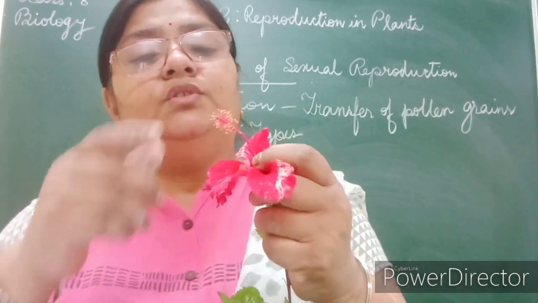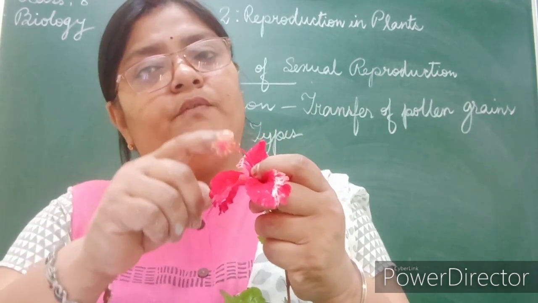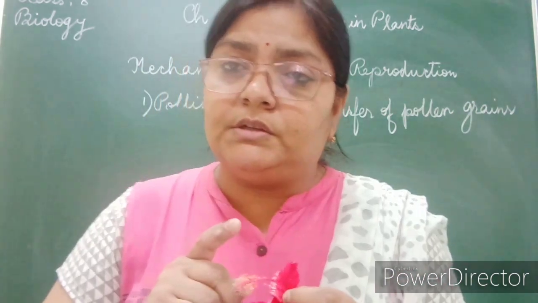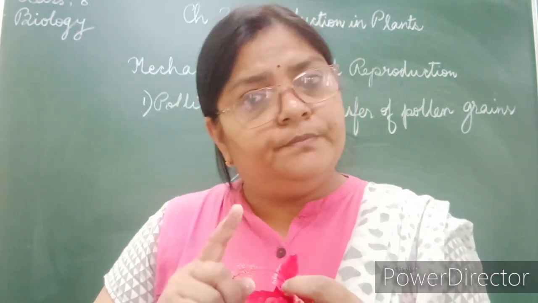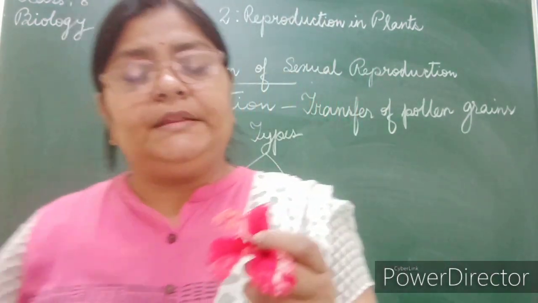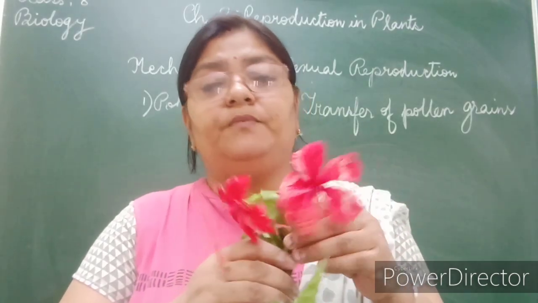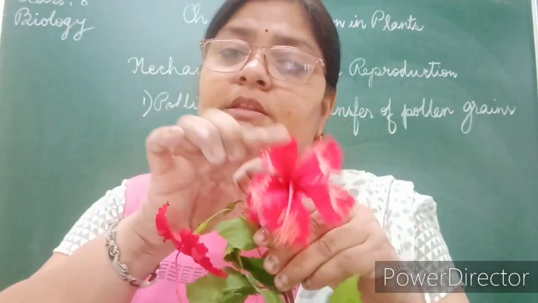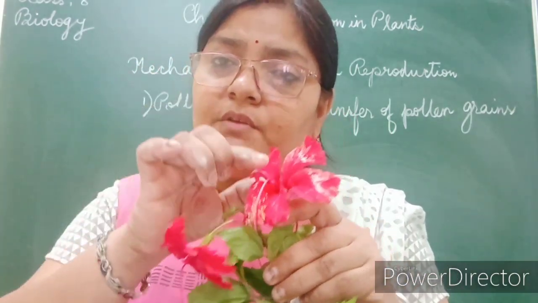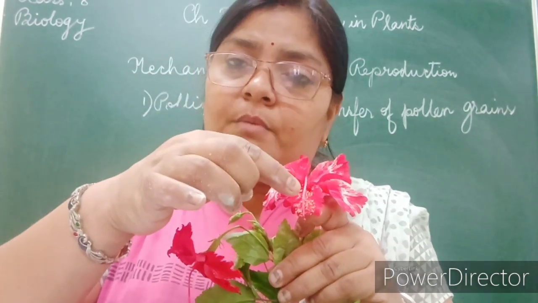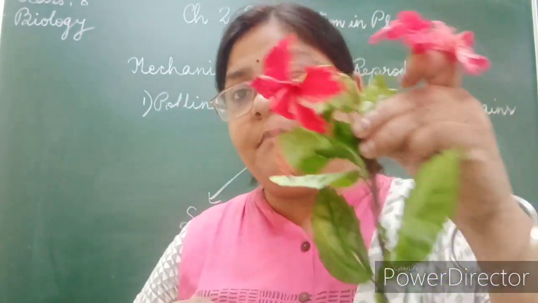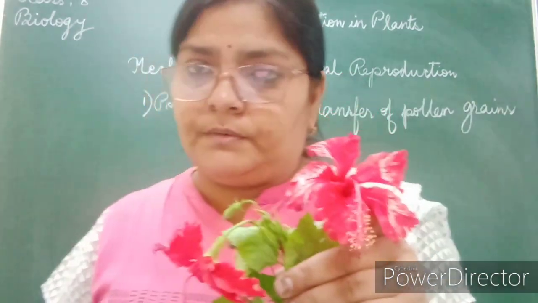We studied this flower. If the pollen grains from the anther get transferred to the stigma of the same flower, then such type of pollination is called self-pollination. Now if the pollen grains get transferred between flowers on the same plant, from the anther to the stigma of another flower on the same plant, then this is also called self-pollination.